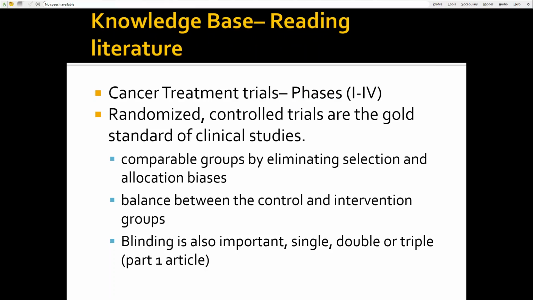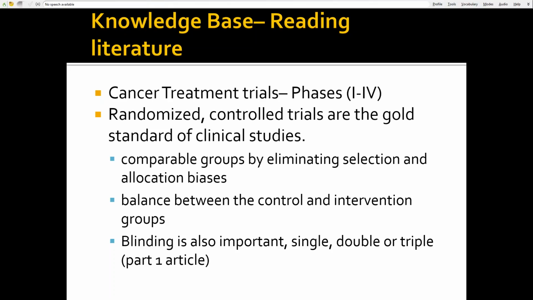So again, we'll first start off with knowing your enemy. You have to know how to analyze the literature. Again, it's not lists of differentials anymore. So some of the things that we have to look for in the literature are the phases that we go through, some of the cancer treatment trials and the phases. So in general, we're looking at the studies. A randomized control trial is the best type of study that you could use. You basically use comparable groups by eliminating selection and biases in those types of studies, and you have a balance between the control and the intervention group.